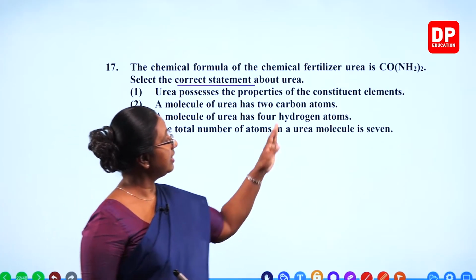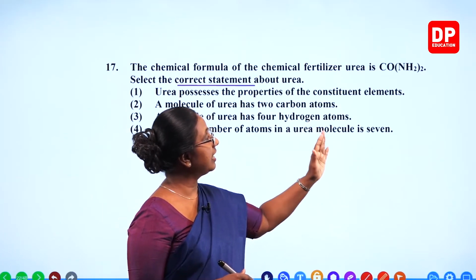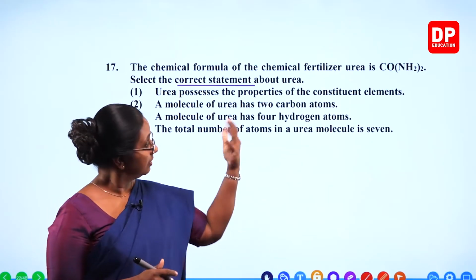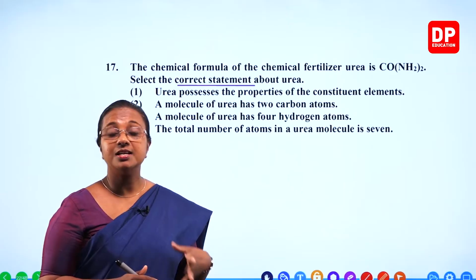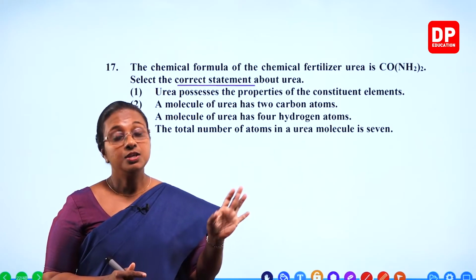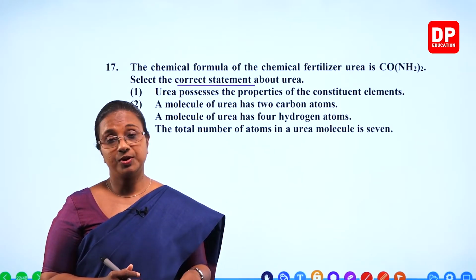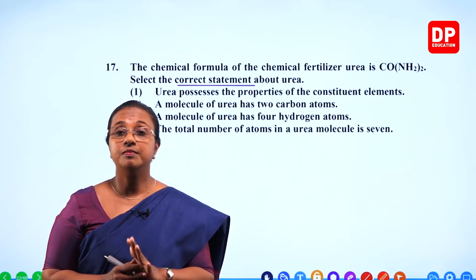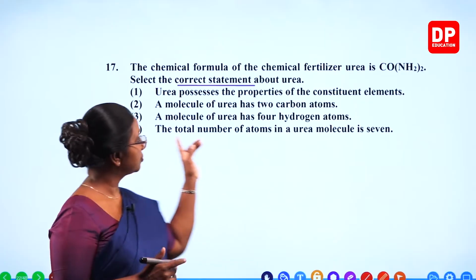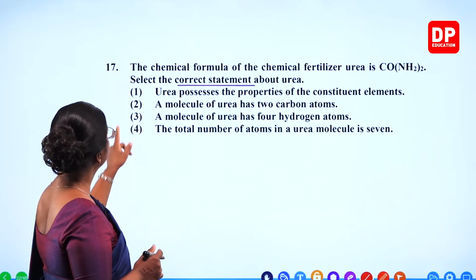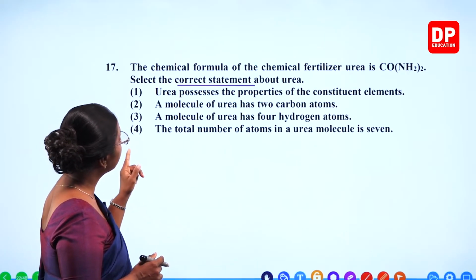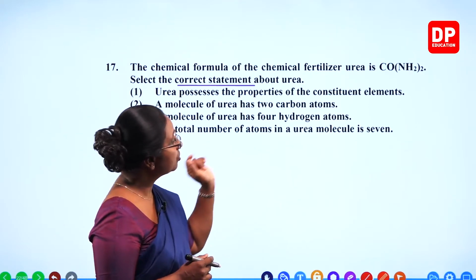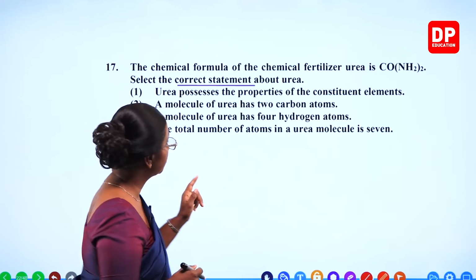The same way here, carbon, oxygen, nitrogen, hydrogen, they are all different. Carbon is a solid, whereas oxygen, nitrogen, hydrogen, they are gases. Urea is a solid compound. But the properties are all different from one another. Is that clear? So, the first statement is incorrect. Then the second one, a molecule of urea has 2 carbon atoms. That is wrong. There is only 1 carbon, CONH2 twice.